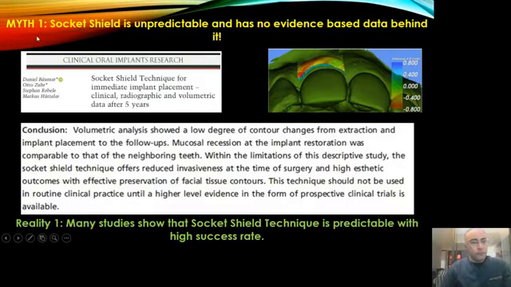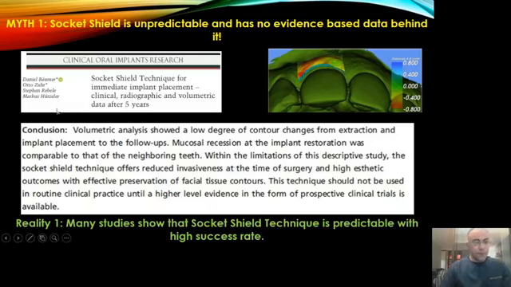Myth number one: the socket shield technique is unpredictable and has no evidence-based data behind it. The reality is many studies show that the socket shield technique is predictable with a high success rate, to the best of our knowledge now in 2018. We have some long-term studies, we already have 5-year studies published, and we are almost ready to get 10-year follow-up of the studies.